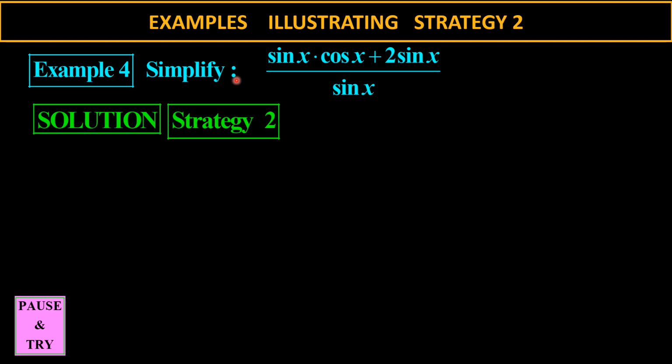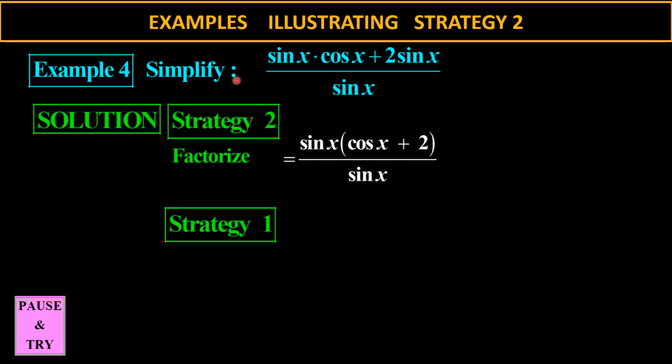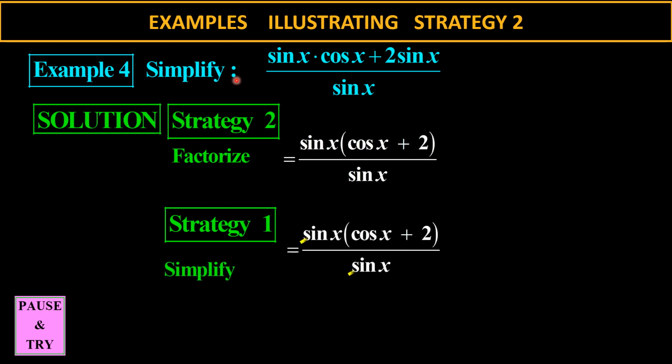And what is strategy number 2? Can we factorize? That's the only technique for strategy 2. And yes, we can factorize by taking out the common factor, sin x (cos x plus 2). Okay. Again, go back to strategy 1. Can we simplify what we've done here? Yes, we can simplify by cancelling. So I cancel the sin x and the sin x, and that leaves us with cos x plus 2.